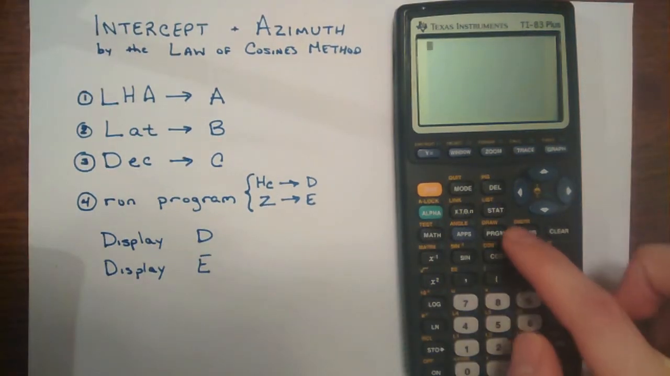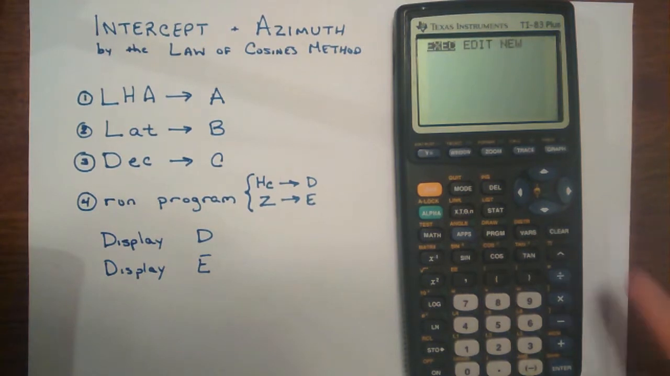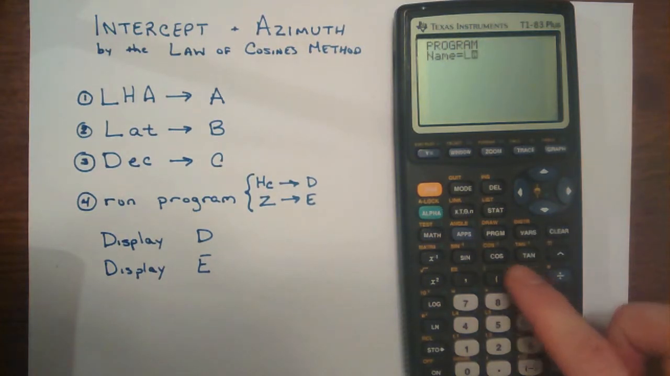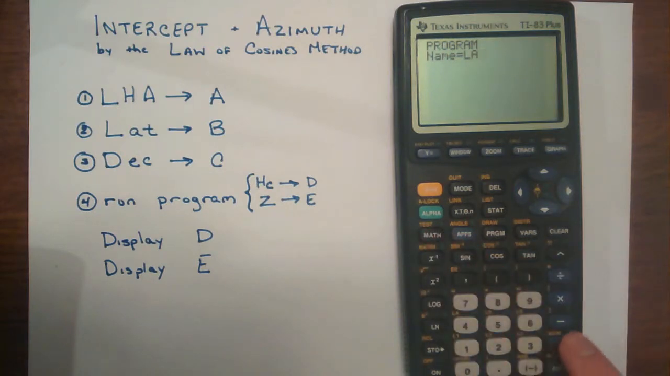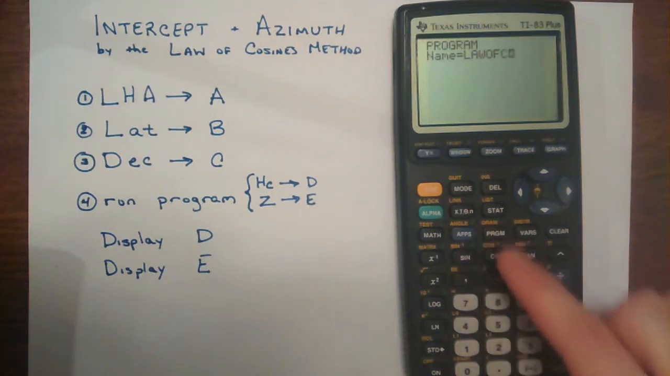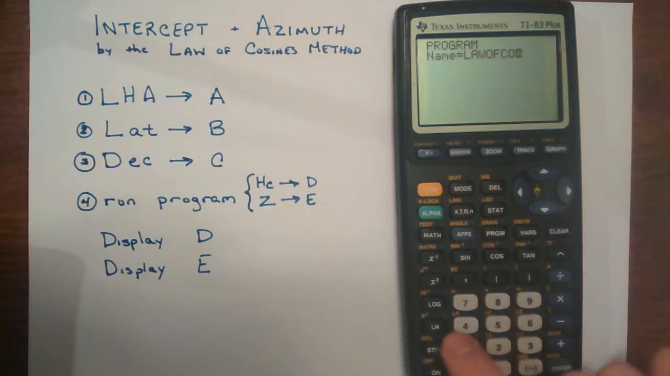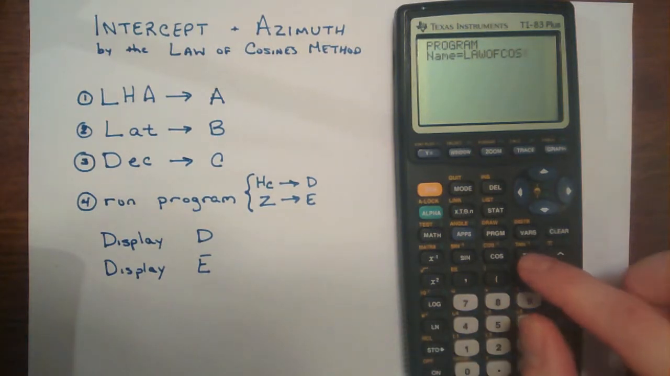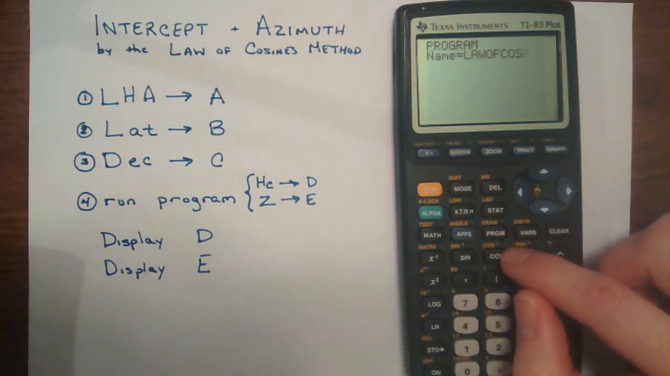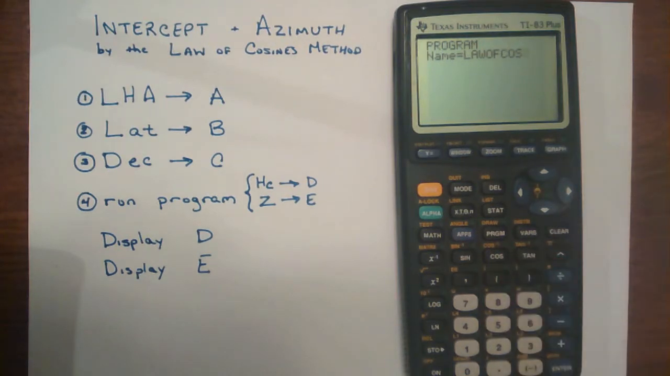To begin writing our program, select the program key. Scroll over to New and hit Enter to create a new program. You can name the program whatever you like. I'll call mine Law of Cos. You can see I'm typing by using these little green letters in the upper right side of some of the keys. Once you've selected the name of your program, hit enter.